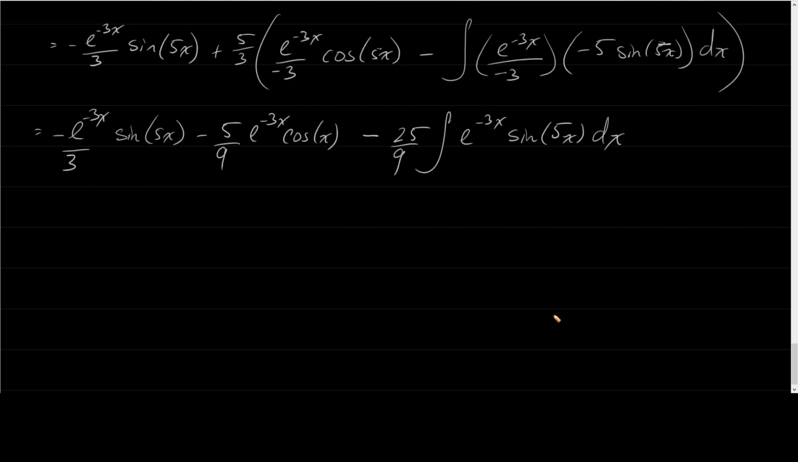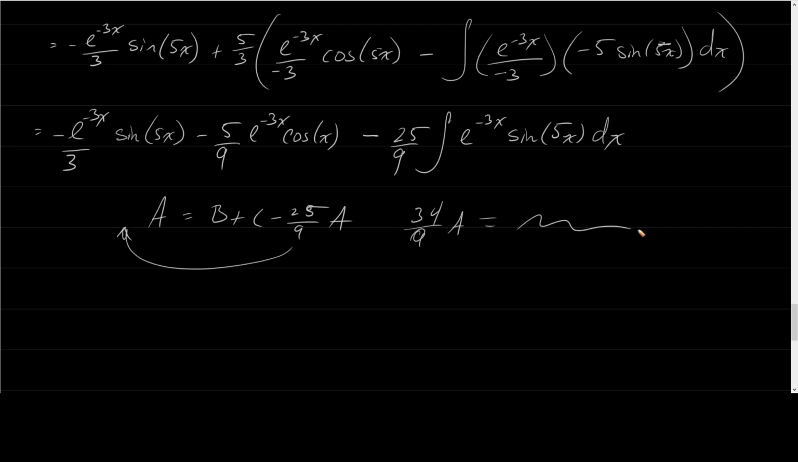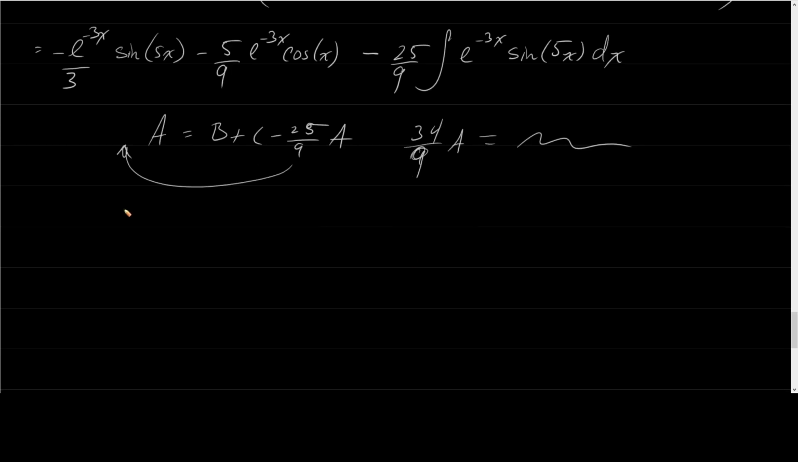So in here, essentially what I've got is A is equal to B plus C minus 25/9 A. And if I move this to the left side, I end up with 34/9 A equals blah blah blah, the rest of it. But that's the idea, and we're going to move that piece over. So when we do that, what do we have? We have 34/9 times the integral of e to the negative 3x times sine of 5x dx.